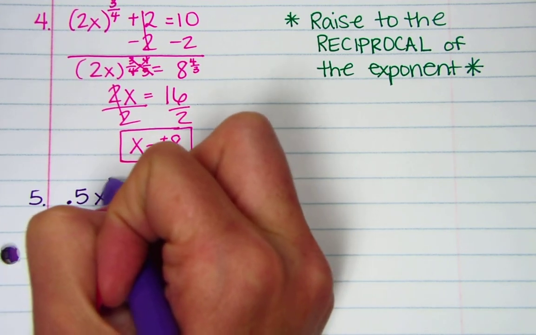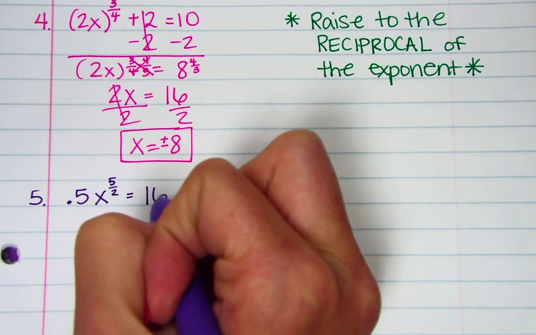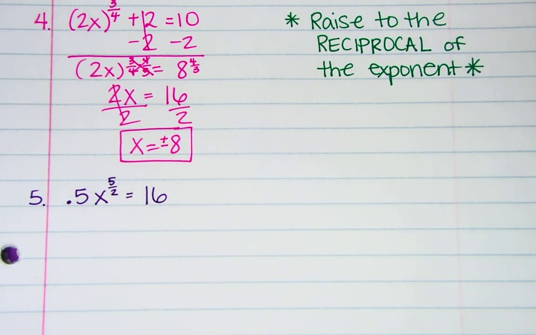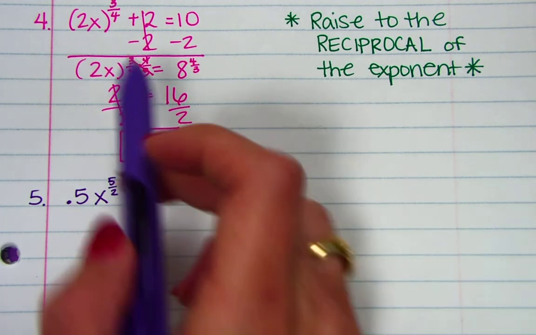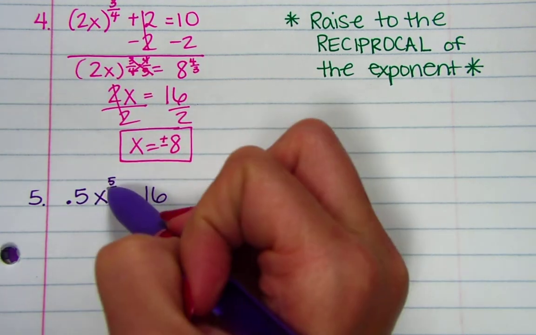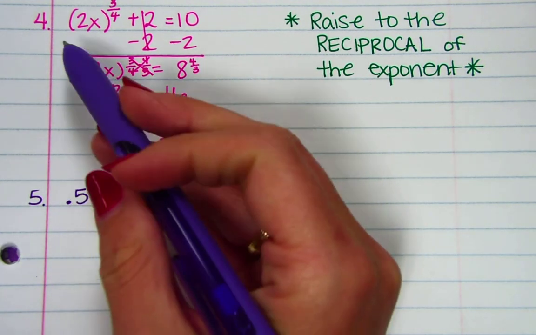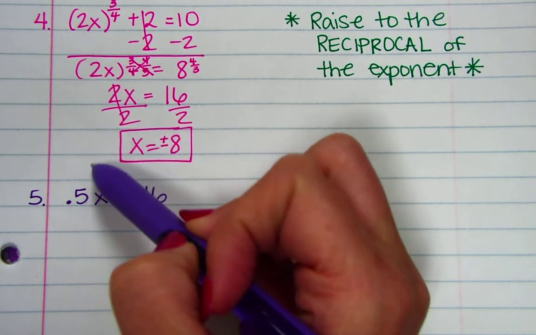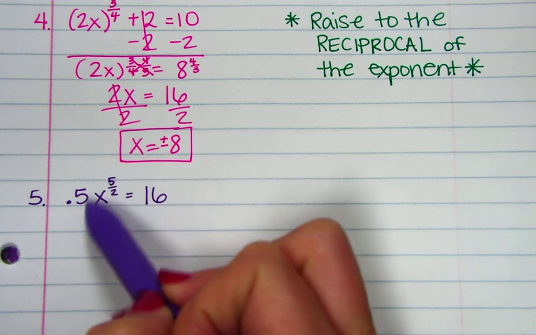We're going to do 0.5 x to the 5/2 equals 16. What's the difference here between 4 and 5? All right, it has a decimal. And one other difference. Parentheses. This one is in parentheses. This one's not. So that means that we can move the 0.5 first. Here, we had to move the 3/4 away first. Here, since it's not in parentheses, we move the 0.5 first, and we'll do this last.